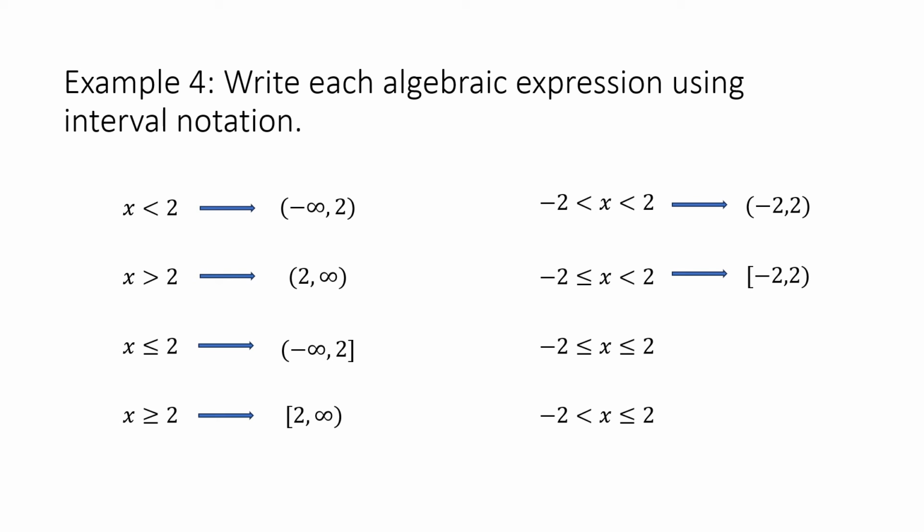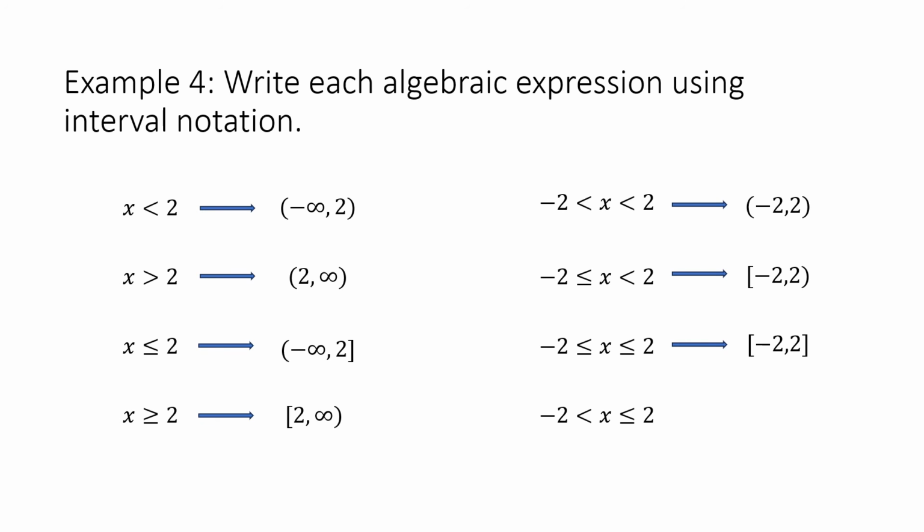We have negative 2 is less than or equal to x, which is less than or equal to 2. Since they both have lines underneath the inequalities, that means this is a closed interval. So both of the numbers are going to be inside of brackets. So bracket, negative 2, comma, 2, bracket.